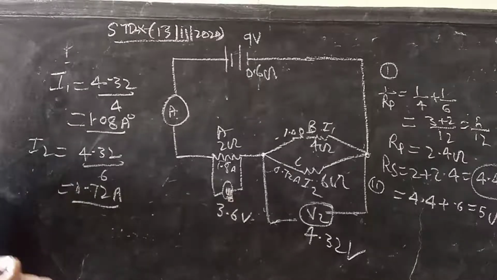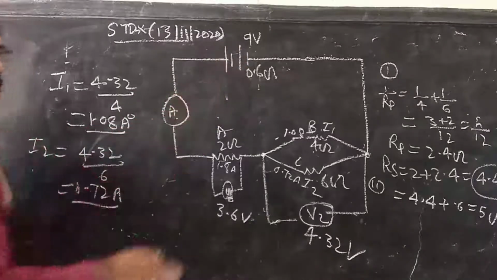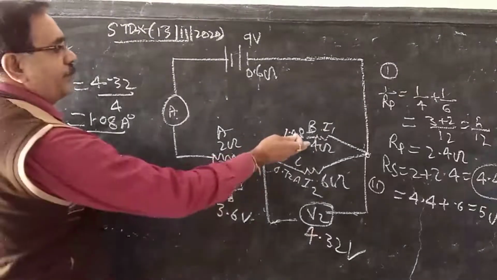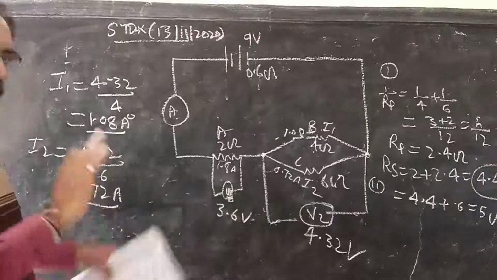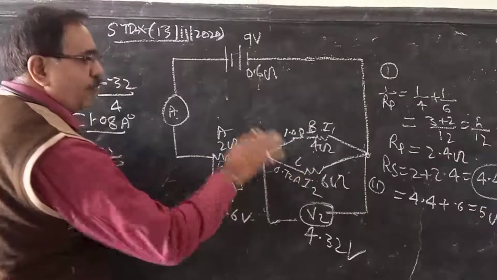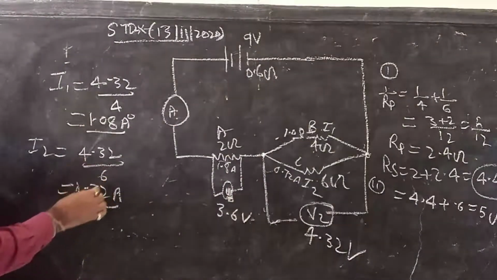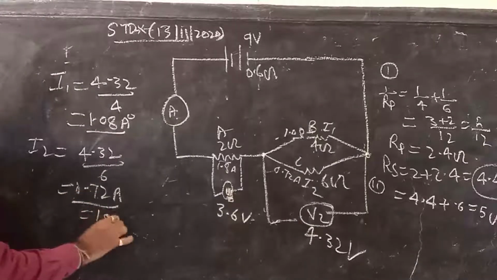How can it be less? How can it be more? Because we are drawing only 1.8 ampere current from the cell. So that much current will flow. But because of the different resistance, a different magnitude of current will flow. But overall, the total value of the current in the 4 ohm and 6 ohm must be equal to 1.8. So when we add 1.08 and 0.72, it comes to 1.8 ampere.